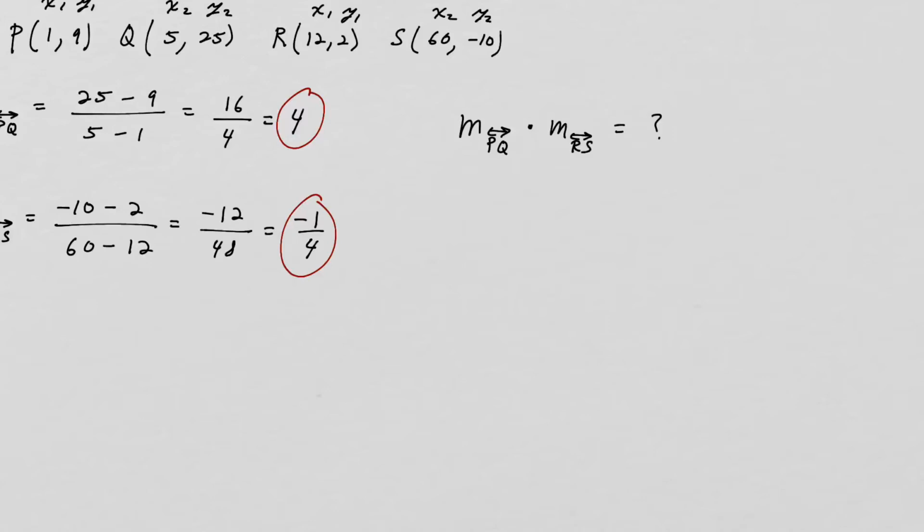Okay, so let's actually multiply these two slopes together. So if I multiply 4 times negative 1/4, you can think of 4 as 4 over 1. Well, actually, in this case, right, the 4s cancel. And if you multiply that out, you get negative 1. So these two lines happen to be perpendicular.